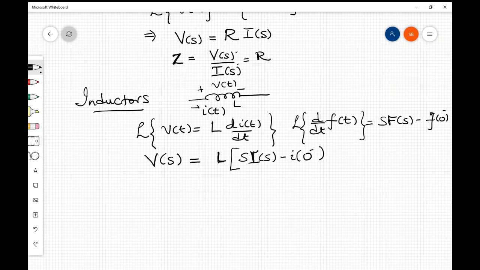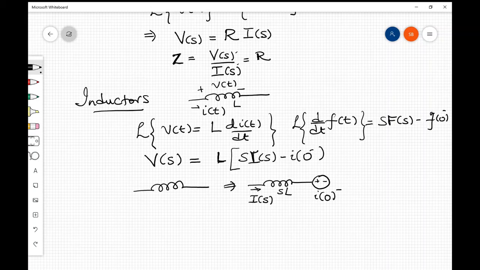If we write this value in terms of a circuit, it is like transforming this simple inductor into a transformed inductor. That part is L multiplied by s times I(s). So if we have a current I(s) flowing through here, then we have s times L, and at this point we have plus minus i(0) multiplied by L. This L times i(0) is going to be the residue, or the initial voltage. So an inductor is always going to be s times L plus another voltage.